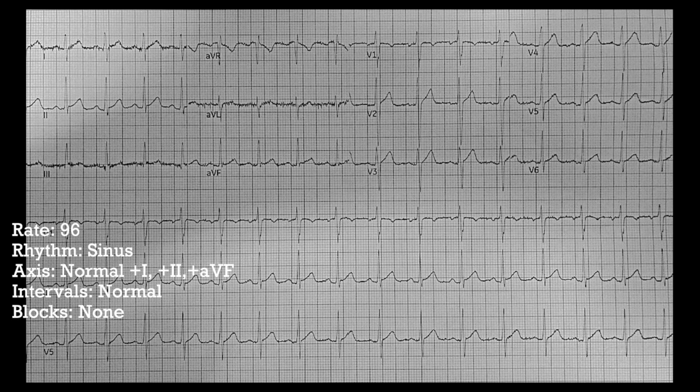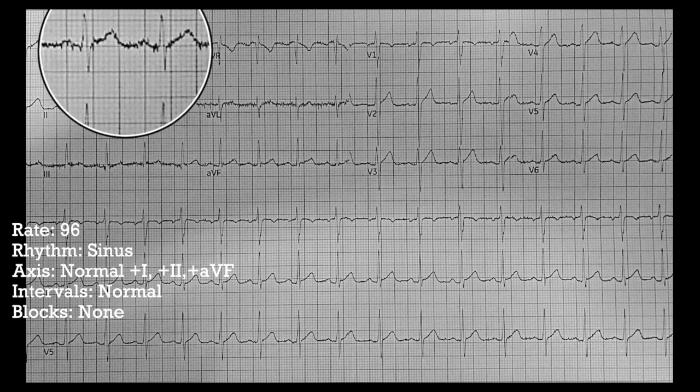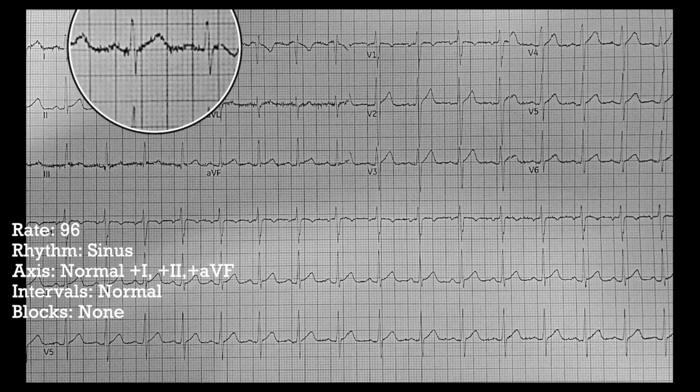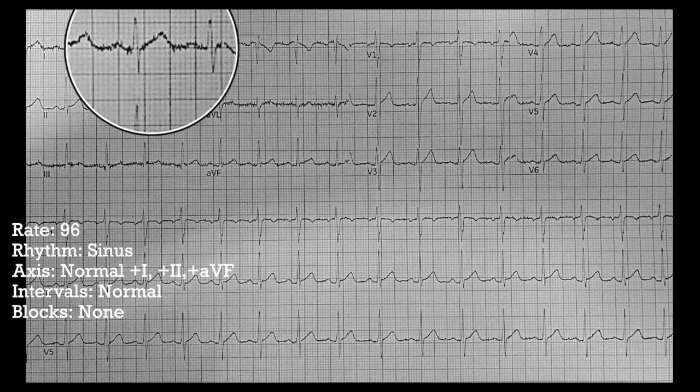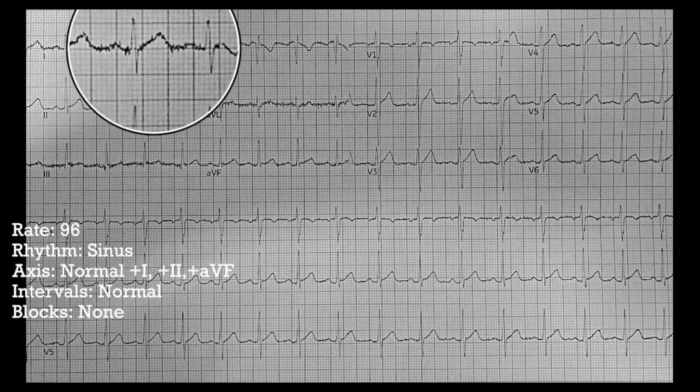Rate, rhythm, axis, intervals, how about ischemia and infarcts? Here's where we're going to look at the ST segment, essentially, in the T wave. So the first thing I'm going to look for is a STEMI. So I look and just scan down through the ST segment. Is there significant ST elevation here compared to the baseline? And we will say no.